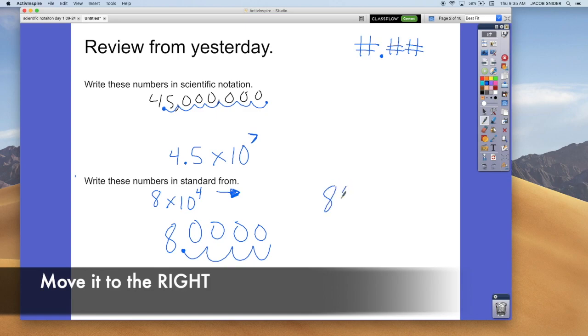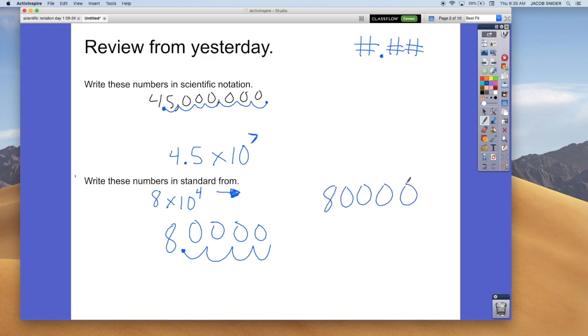Well, we'd like to rewrite it so that we have it cleaned up a little bit. Like putting commas in there so we know what the number is, okay? So there's our number in standard form. All right, let's move on.